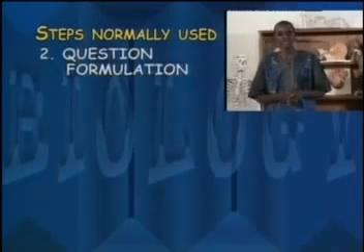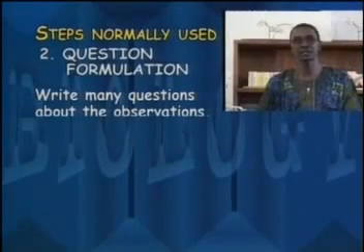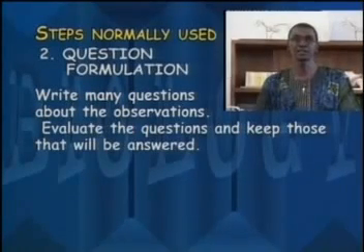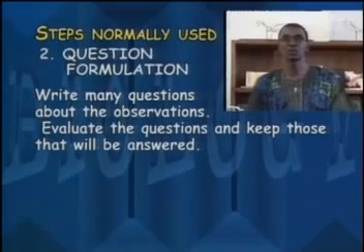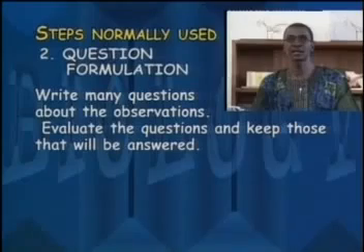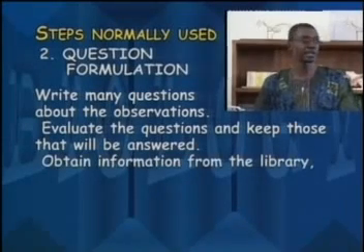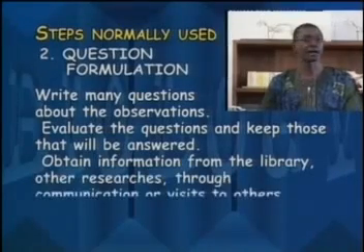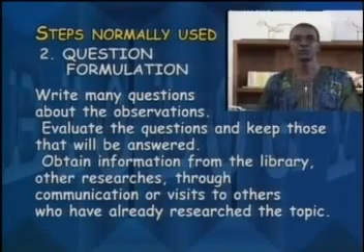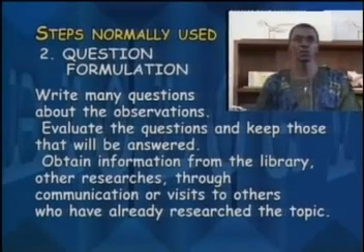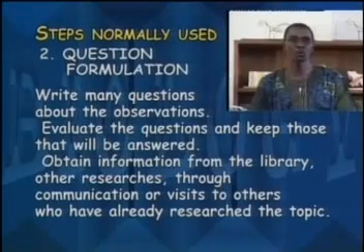Two, we have question formulation. A person writes many questions about the observations. He evaluates the questions and keeps those that can be answered, to find out whether your answer is a good one. Obtain information from the library and other researchers through communications or visitations, especially to those who have already explored the topics.